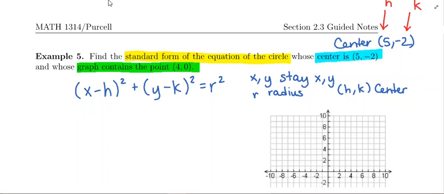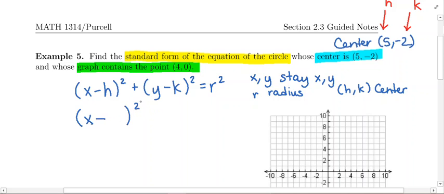So let's do that. So here's the template for plugging into this. For the first set of parentheses, you're going to have open parentheses x. The minus comes with it. We'll plug in for h and then square that. Then we'll have plus open parentheses. The y stays y. The minus comes with it. Close parentheses. We'll plug in for k here. Square that quantity, and then that equals the radius squared. At this point we don't have the radius, so I'm just going to leave it r squared.